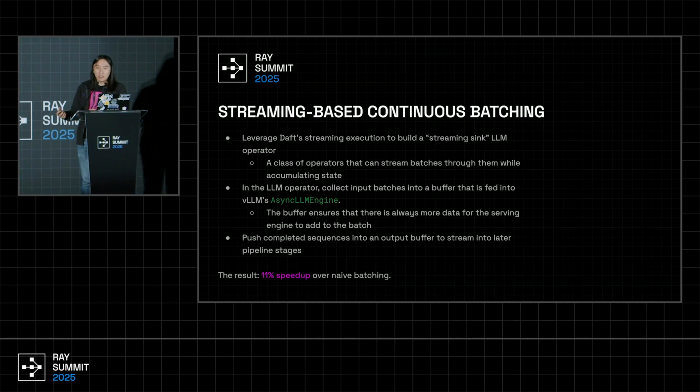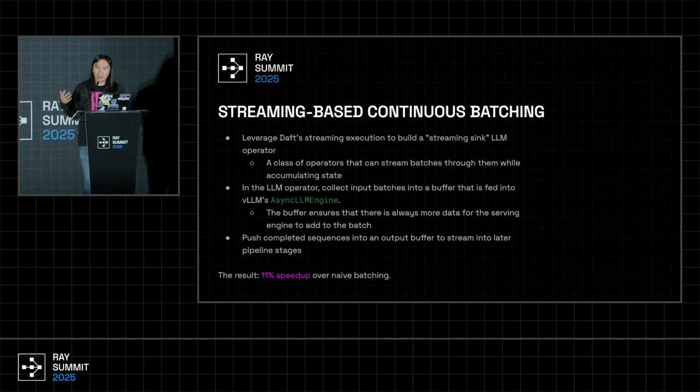On the Daft side, we need to do a few things to actually leverage this, right? So what we did was we built a streaming sink, which is a class of operators within Daft that stream batches through them while accumulating some state. And what the state is, in this case, is a buffer of input batches that is fed to vLLM. And we maintain essentially a large enough buffer such that whenever vLLM is ready for a next sequence to add to its continuous batch, it has something ready. And so GPU utilization is high throughout the entire data set.